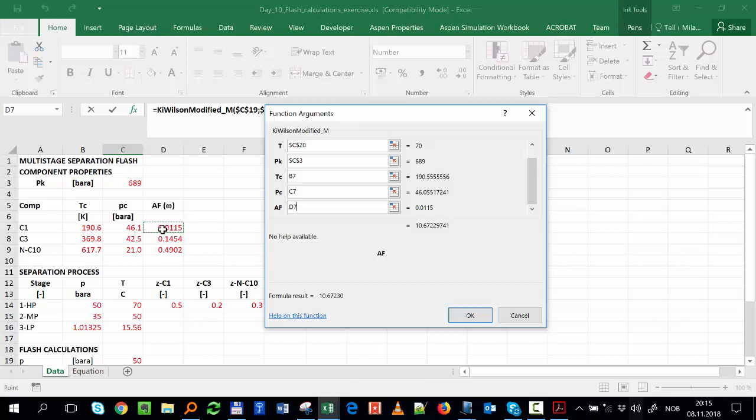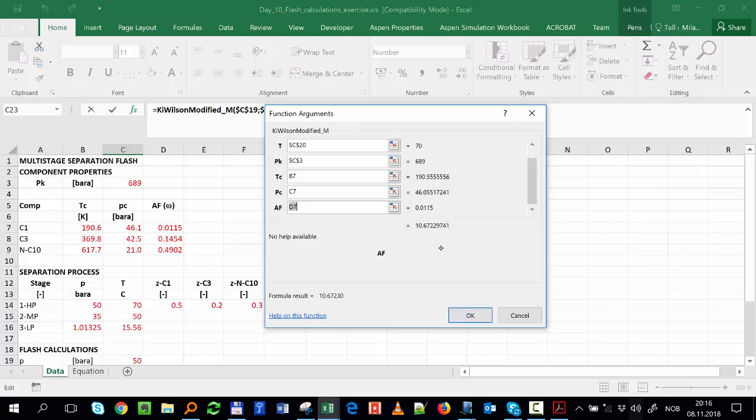But don't block it. We are going to drag K down to the rest. Okay, so we drag it down. It will now use the critical properties of propane and N-decane. Okay, so pressure, temperature, these are blocked. Convergence pressure, this tuning factor, is blocked. Critical temperature of the component is not blocked. Pressure is not blocked, and the eccentric factor. And I get a K of 10.